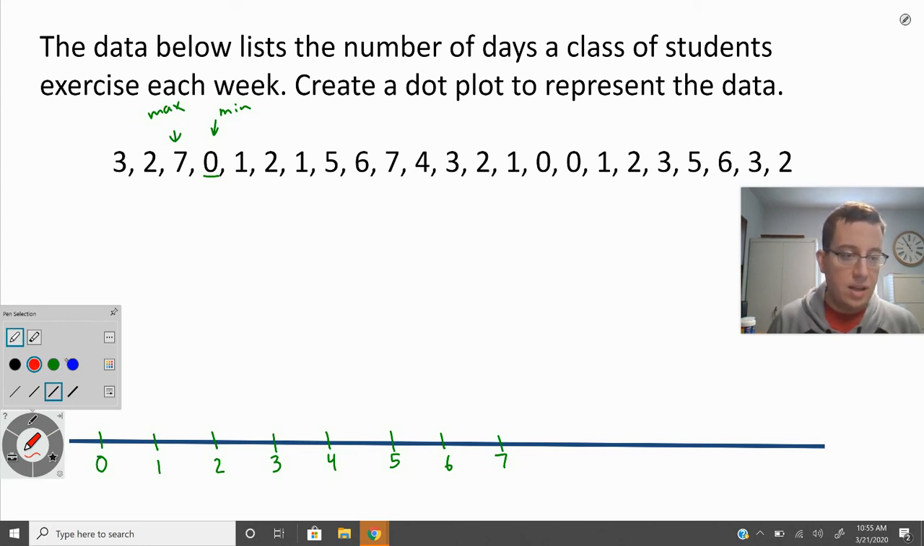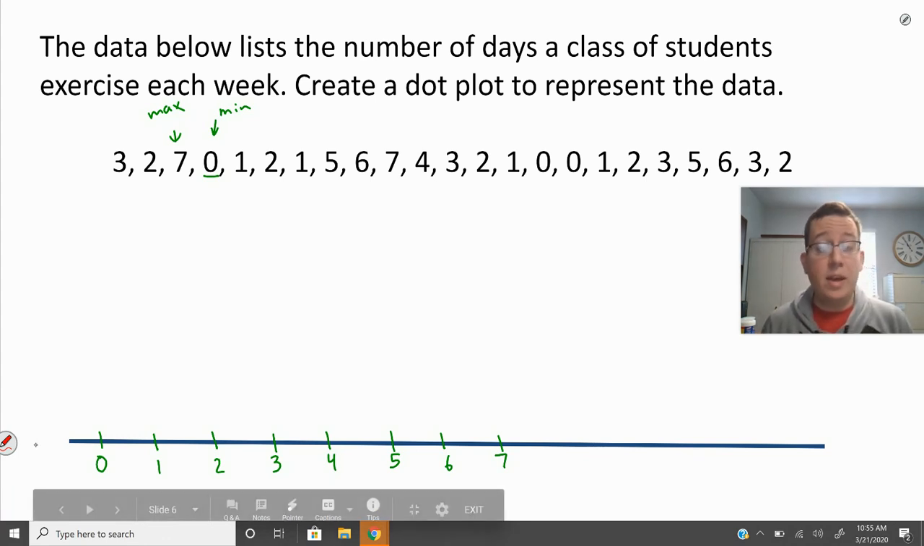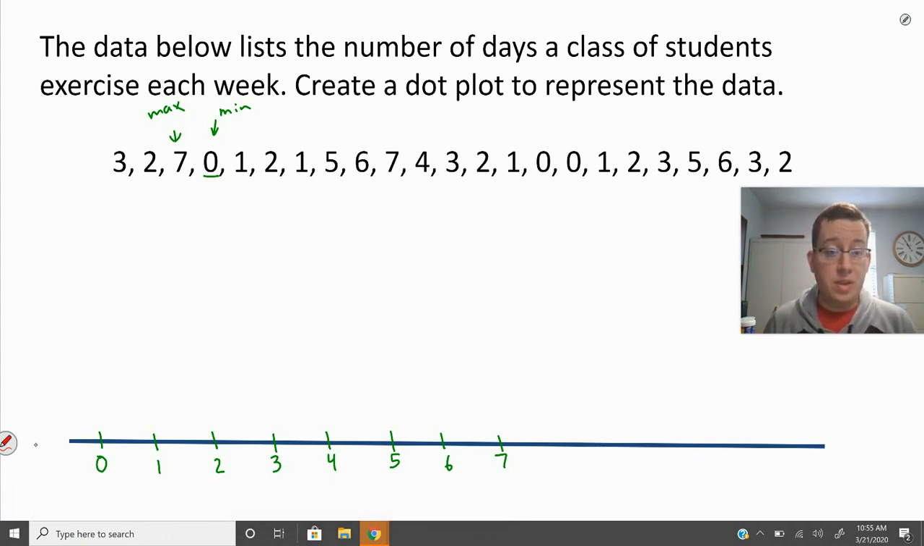So now that I've got my line all set up, what I'm going to do is go through and do kind of like we did for the frequency table. I'm going to mark off the number and put a dot. Now you want to try your best to get them as vertical as possible. If they're a little wobbly, that's okay. Just try your best. So let's start from the beginning.